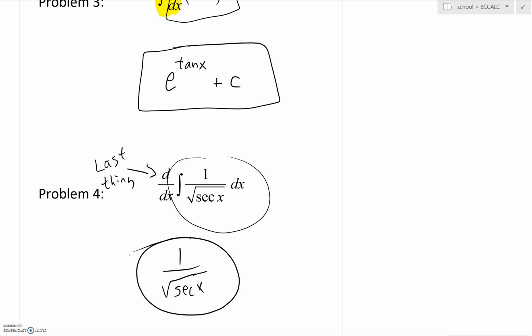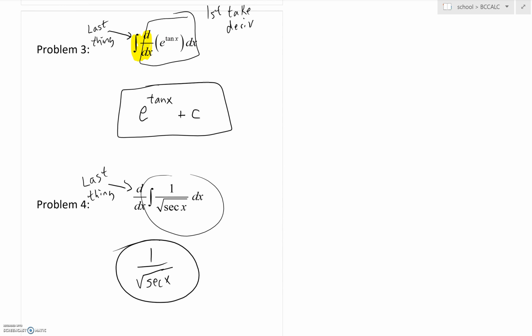Pay attention to what you're doing last. It's working from inside to out. You're always going to have this integrand function as part of your answer. You'll either have a plus C if you are integrating last, or you won't have a constant when you take the derivative because the constant would have been canceled out. The derivative of a constant is 0. Hope this is helping.